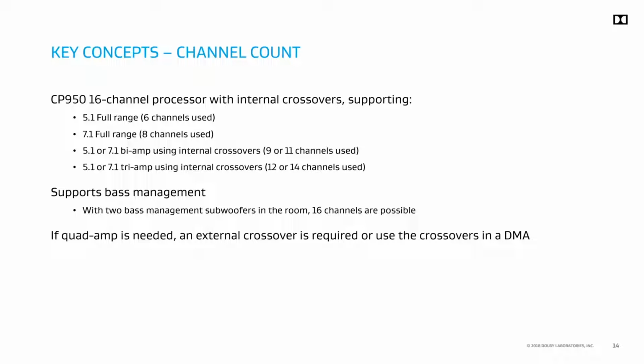The CP950 functionality is improved from the 750. The CP750, as you may know, is an 8-channel processor, no internal crossover support, but the 950 is a 16-channel processor with internal crossover support. It's important to note the types of auditoriums that you'll be installing the CP950 into. We support 5.1 or 7.1 full range, which would need 6 or 8 channels. If you're biamping 3 stage channels into 5.1 or 7.1, then that would be 9 or 11 channels respectively. At maximum use of the internal crossovers, triamping, and that sort of thing, you would need 12 or 14 channels respectively.